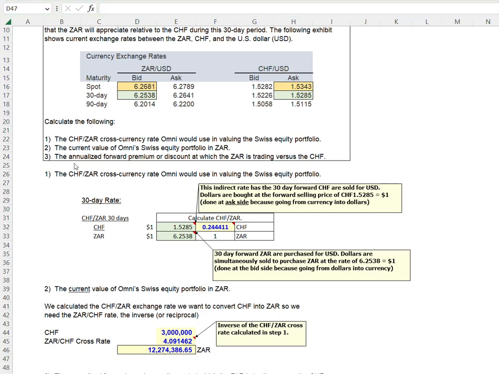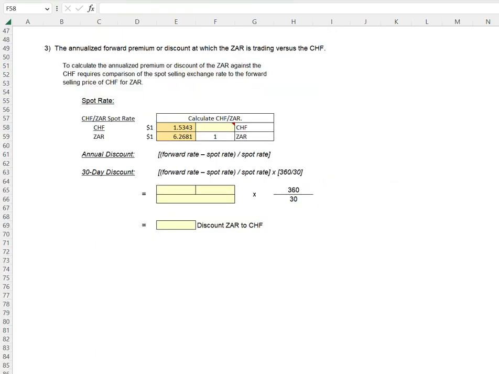Finally, we're asked to calculate the annualized forward premium or discount at which the South African rand, the ZAR, is trading to the Swiss franc, the CHF. To do this, first we need to calculate the spot rates. We've already calculated the 30-day forward cross rate. So to calculate the spot cross rate, we take the spot rate for the CHF to the US dollar of 1.5343 and the spot rate of the South African rand to the US dollar of 6.2681, and we calculate our cross rate.